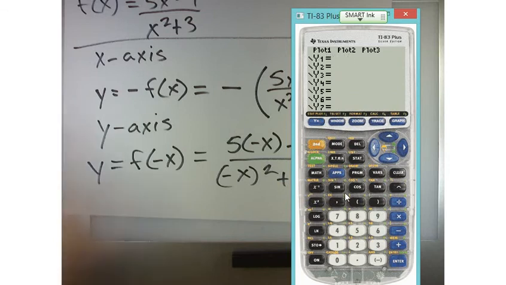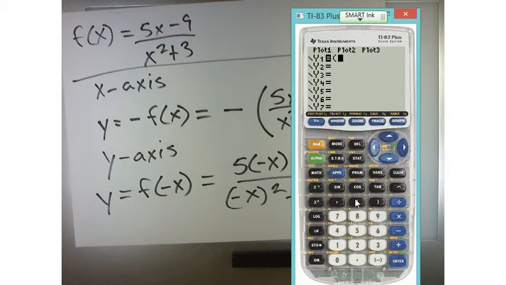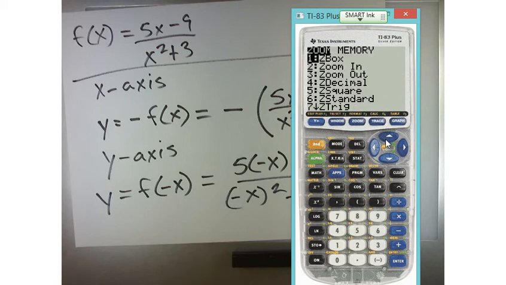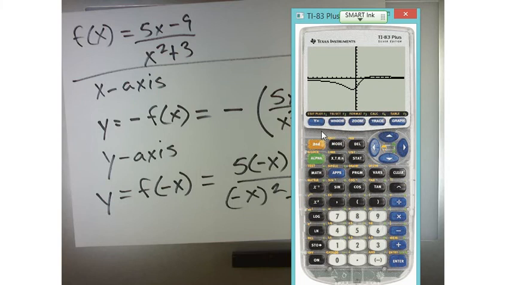My original function was 5x minus 9 divided by x squared plus 3. Okay, now if I graph that, this is what I get. That's my graph. And let's do a zoom standard. And that's what the graph looks like.